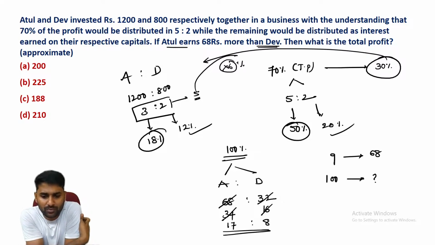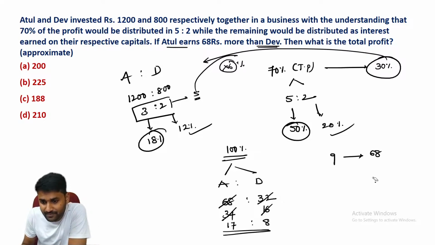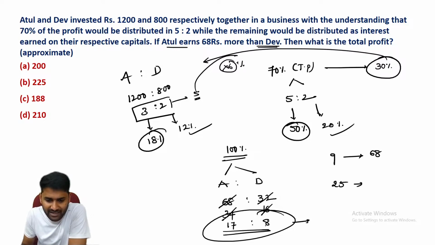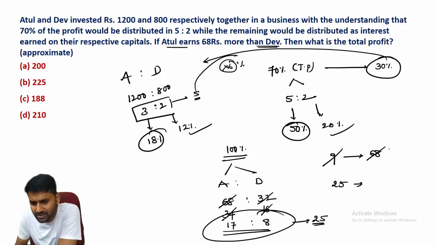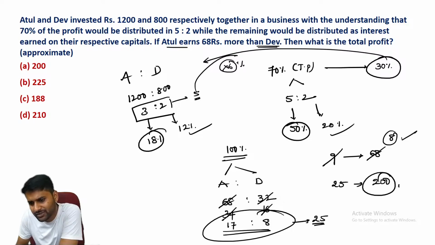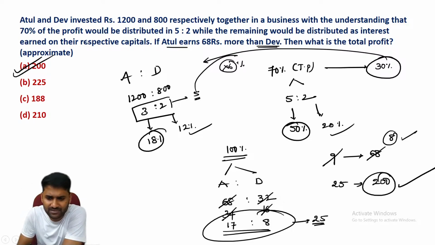100 units is equal to how much? Total profit is exactly equal to 25 units. Okay, because 17 and 8, out of 17 and 8, total is 25. Here, A will get 17, D will get 8. Now, A is more than D by 9. Go through the approximation calculation. If you already know that 9 sevens are 63, 9 eights approximately, let's take 8. So, 25 into 8 approximate value is 2. Answer is 2. Just take the approximate value.